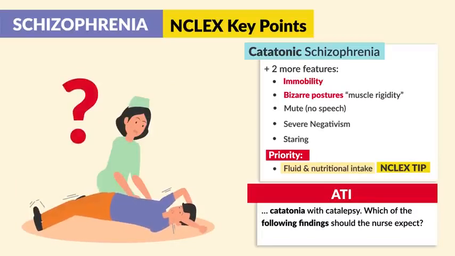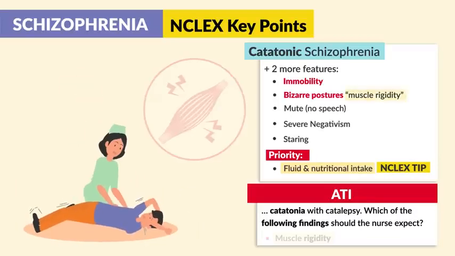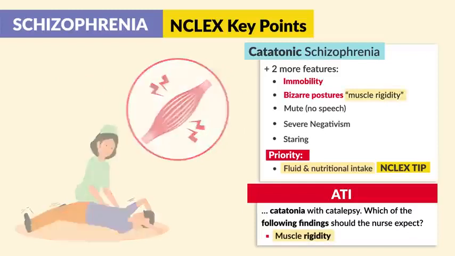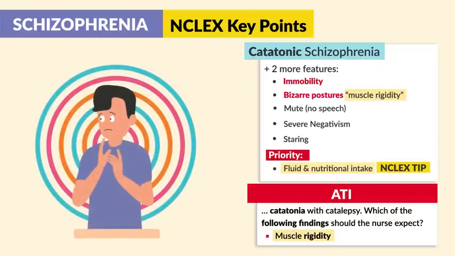Which of the following findings should the nurse expect? Muscle rigidity. Yes, for catatonic schizophrenia, you have to think bizarre posturing and even immobility with muscle rigidity.